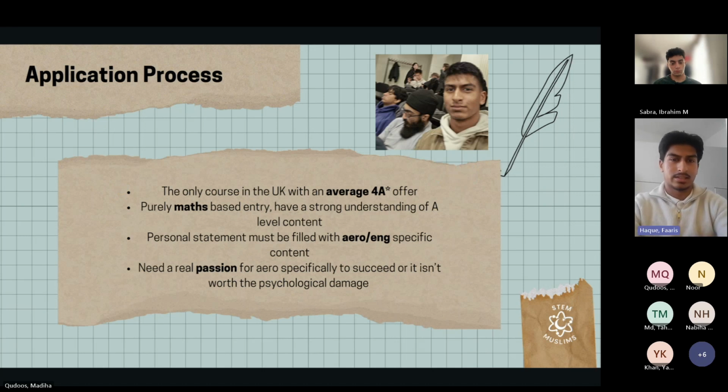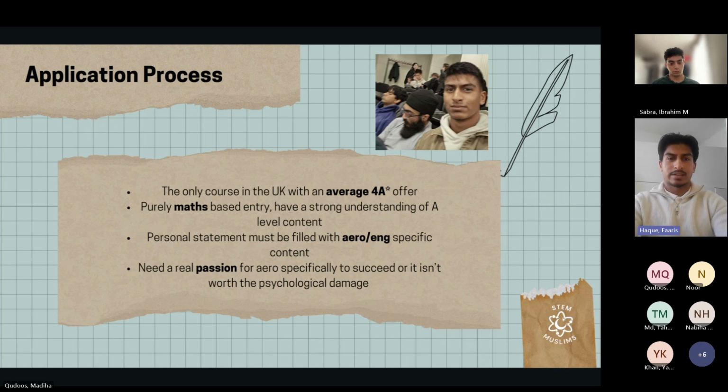So, to start with, Imperial Aero is the only course in the UK with an average 4 A-star offer. I was one of those unlucky people to get that offer. However, that doesn't mean that if you don't get that offer you're not going to get in. I know people that got 2 A stars and 2 As to get in. So, it's not completely over.